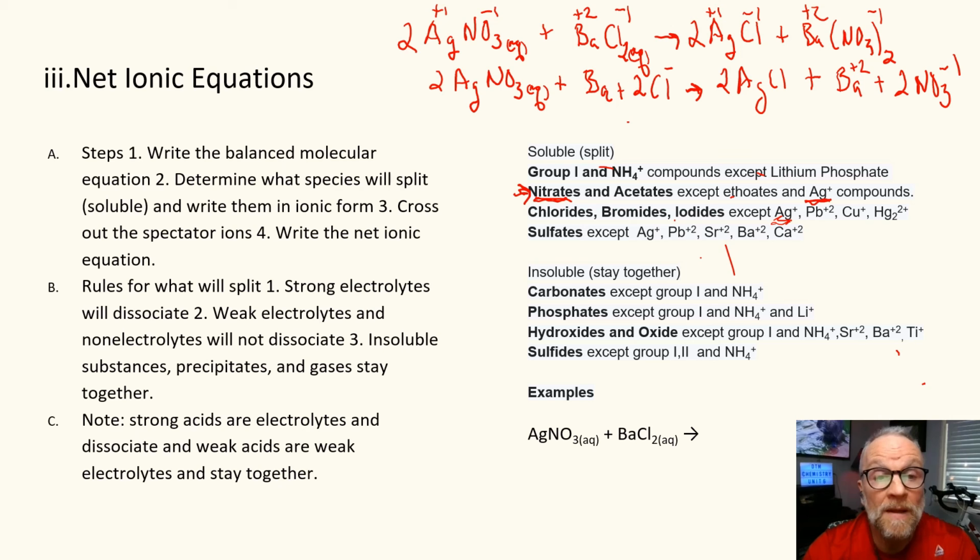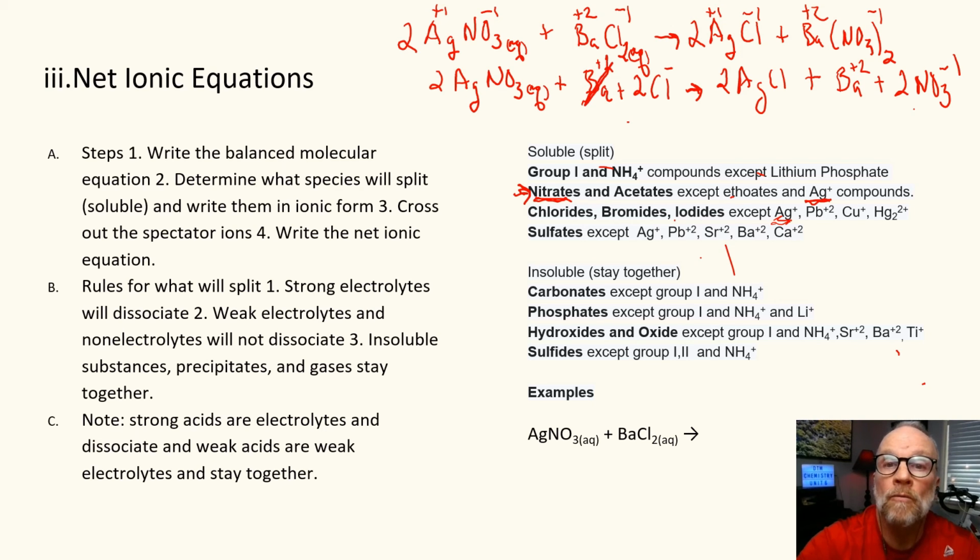And the thing that we need to do is look for spectator ions. So here, spectator ions are things that are exactly alike on the reactant and product side. And so we have silver nitrate. We don't have silver nitrate over here. We have barium plus 2, and we have barium plus 2 here. So barium is a spectator ion.